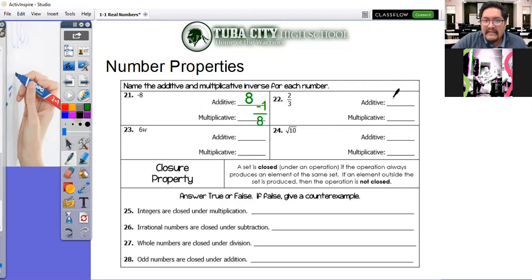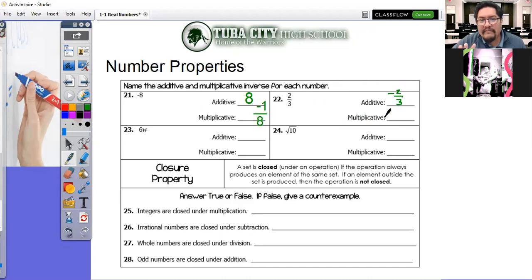So additive: what do I need to add to 2/3 in order to get 0? In this case, it would be negative 2/3, because 2/3 minus 2/3 is going to be 0. If I put this with that, it's going to be 0. But what do I need to multiply in order to get it to be 1?